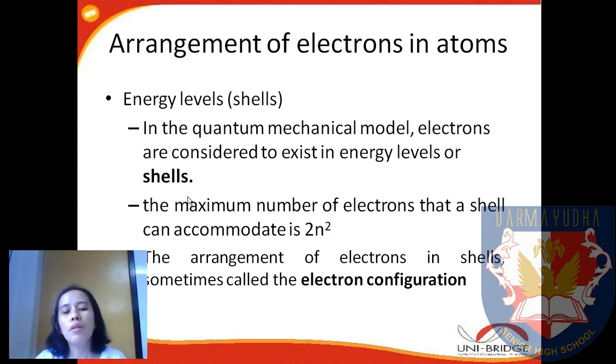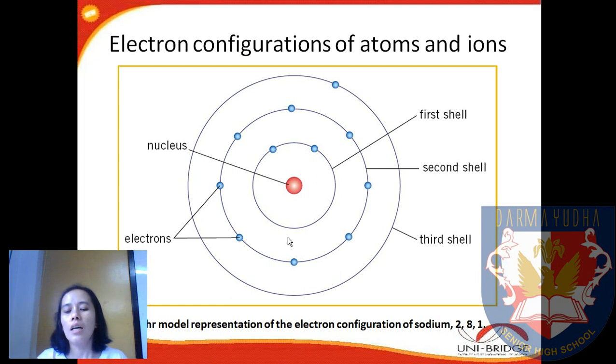Now, there will be a different maximum number of electrons in every shell. To calculate the maximum number of electrons in every shell, we will use the formula 2n squared. The arrangement of electrons in shells is what we call electron configuration. Take a look at this electron configuration of the sodium atom. To get the electron number of a sodium atom, we get it from the atomic number. If the atomic number of sodium is 11, it means that the electron number is 11.